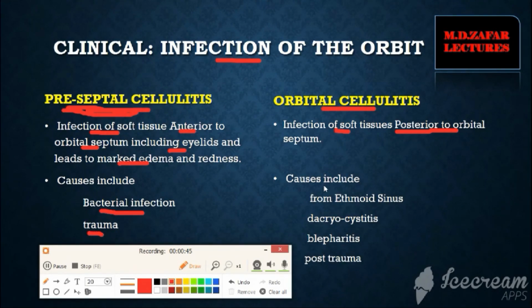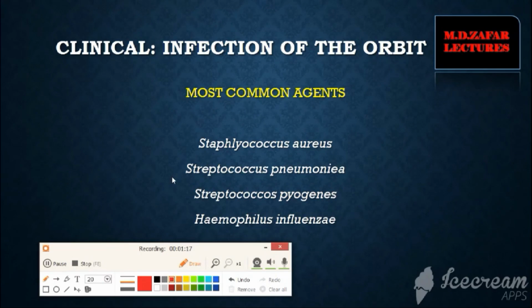Again, for orbital cellulitis, the most important cause, especially which could be asked in an MCQ, is the direct extension of the infection from the ethmoid sinus. Furthermore, the infection can be transmitted from the lacrimal passages or the lacrimal sac. Further, eyelid infection and trauma can affect the orbit. One of the most important slides in this lecture is about the most common organisms causing orbital cellulitis and preseptal cellulitis. They include Staphylococcus aureus, Streptococcus pneumoniae, Streptococcus pyogenes, and Haemophilus influenzae type B.